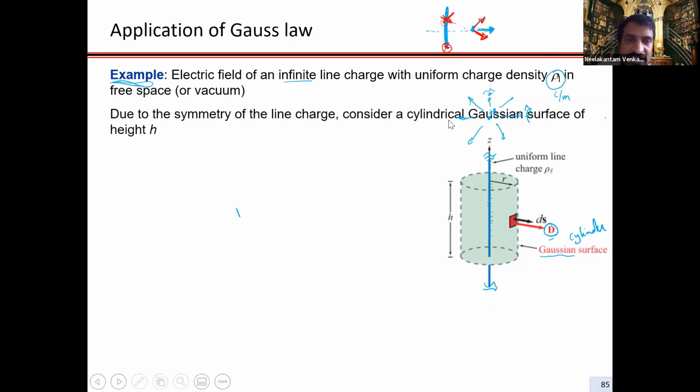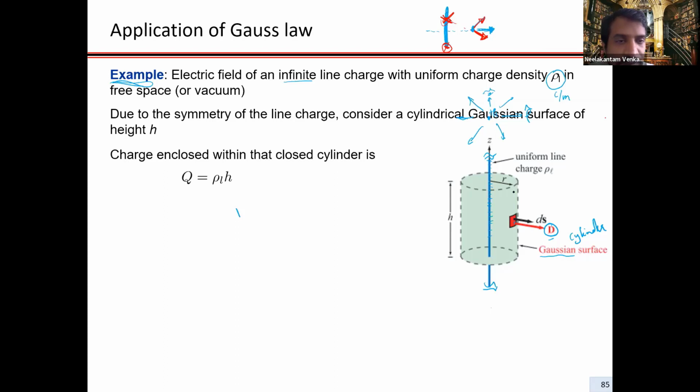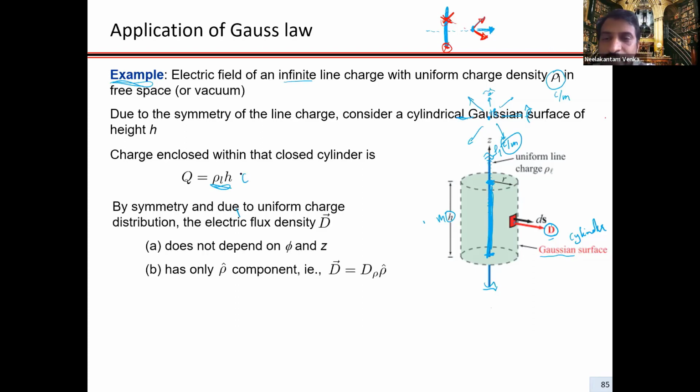Due to symmetry of line charges, consider a cylindrical Gaussian surface of height h. The charge enclosed by this Gaussian surface is going to be, since this has rho L Coulomb per meter, and this is h meters, if I want to find the total charge enclosed from this point to this point, that is going to be rho L times h coulombs. So due to symmetry, we see that D is going to have only a rho hat direction.